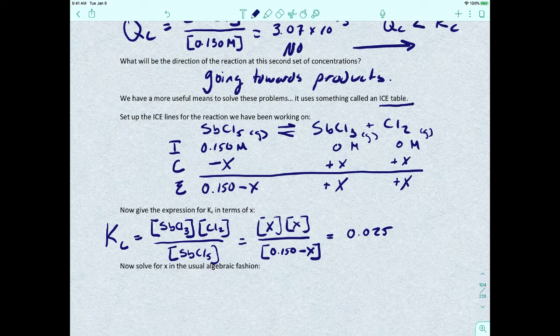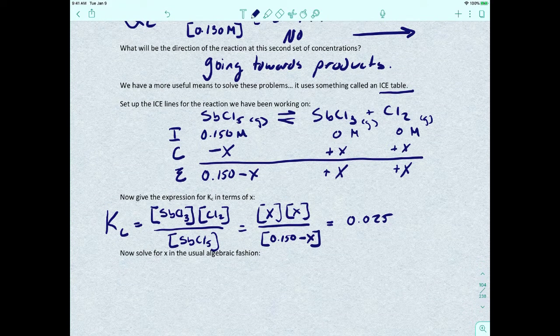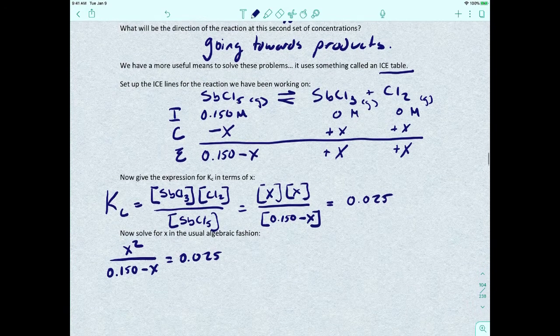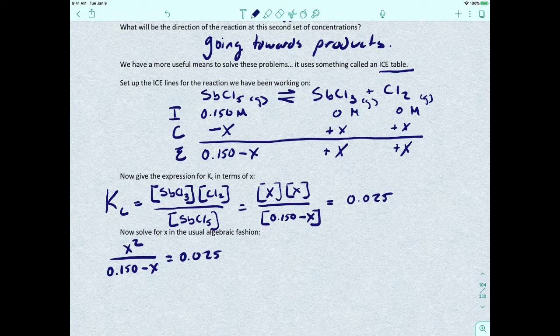All right, so we can do a little bit of rearranging here. x times x, which is our numerator, gives us x squared, divided by 0.150 minus x. This is going to be equal to 0.025. So what we need to do is solve for x. To help us out, we need to use the quadratic formula. So we need to get this equation into the form of ax squared plus bx plus c is equal to 0, because once we know what a, b, and c are, we can pop them into the quadratic formula and we're good to go.